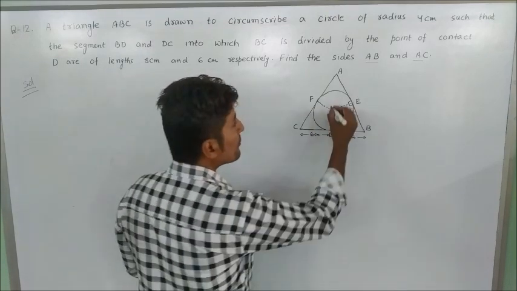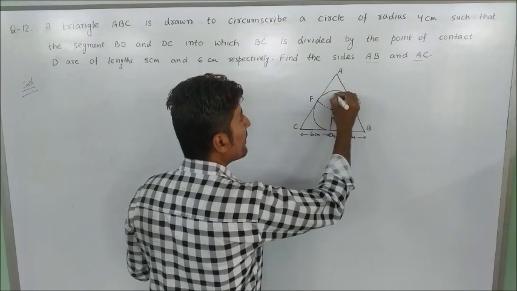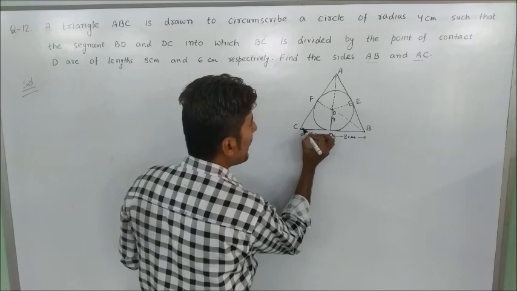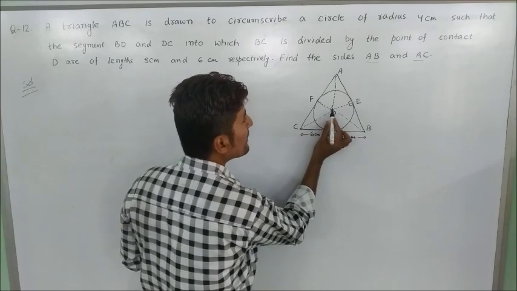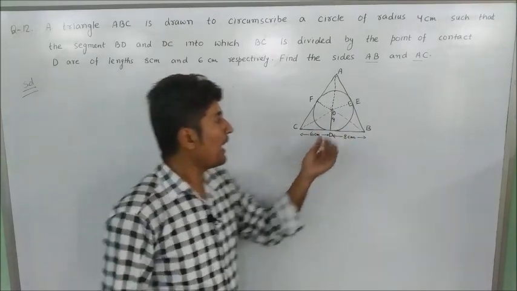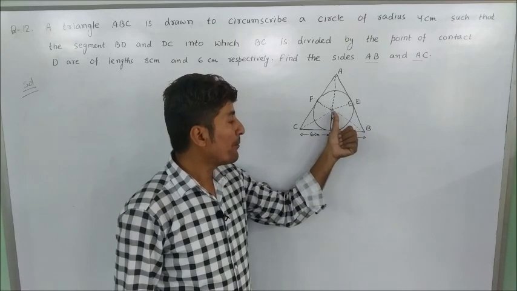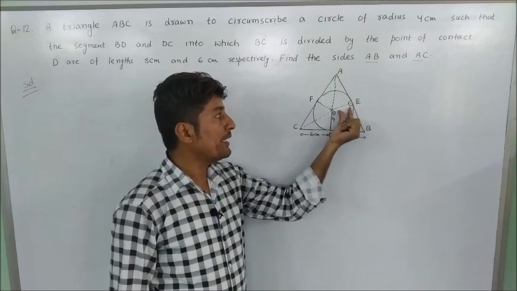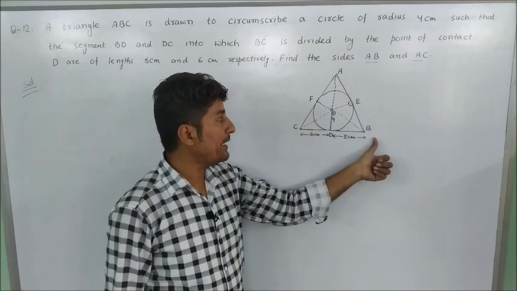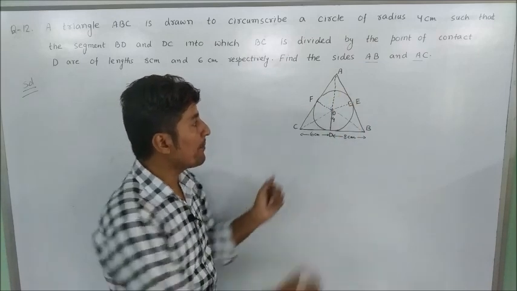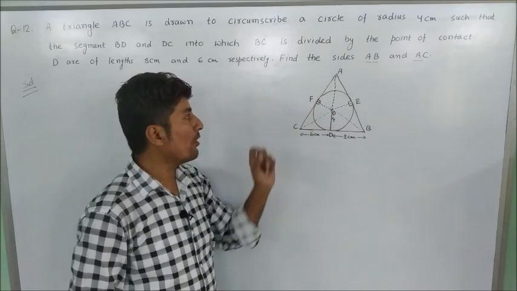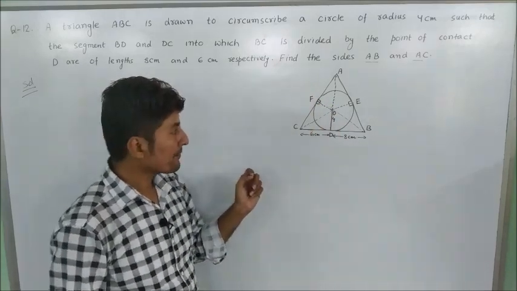After that, we can join O to A, O to B, and O to C also. Once again, I am repeating all these things. I have drawn the perpendicular from point O to the side AB. That is OE. OE is perpendicular on AB. Similarly, OF is perpendicular on side AC.